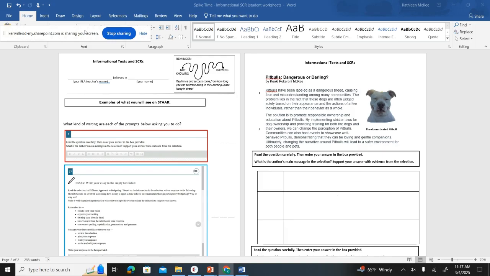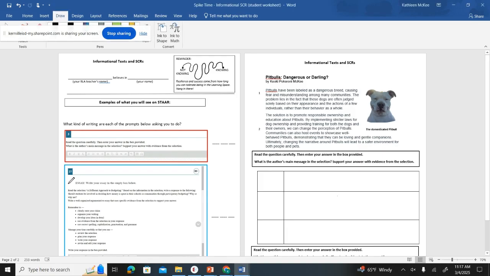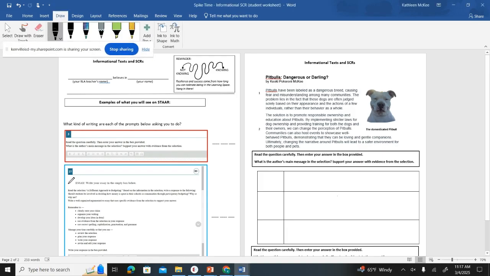Once again, you're going to put your teacher's name. If your teacher is Mrs. Thorpe, you can put Mrs. Thorpe. Something I noticed some of my students did is they wrote the wrong teacher's name. Do not put the name that I put if that's not your teacher. You're going to put your RLA teacher's name, and then you're going to put your first and last name over here.